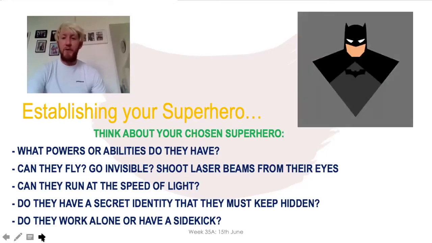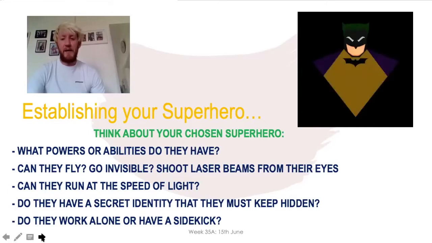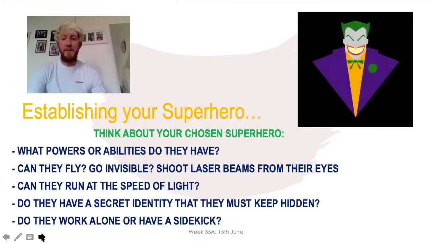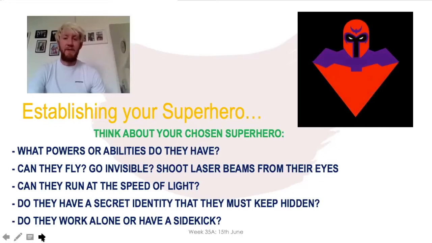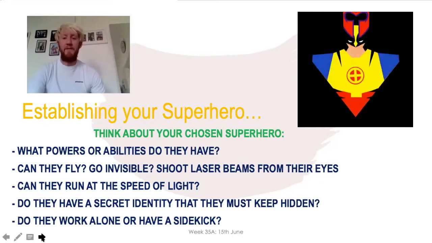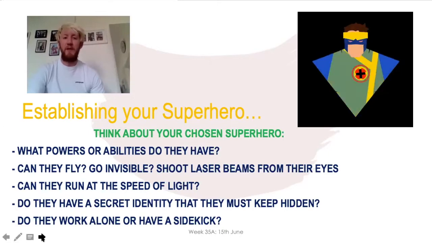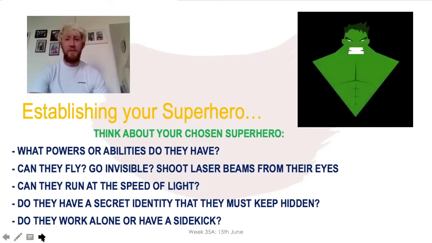Also, do they work alone or do they have a sidekick? Okay, Batman sometimes has sidekick Robin. All right, so you might have established that for your character to give them sort of a bit more intrigue and a bit more depth to them. That would be great to see that in some of your stories.